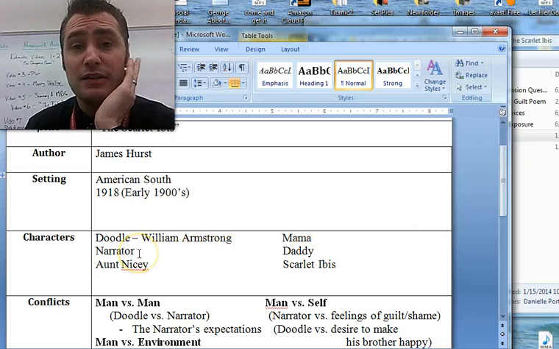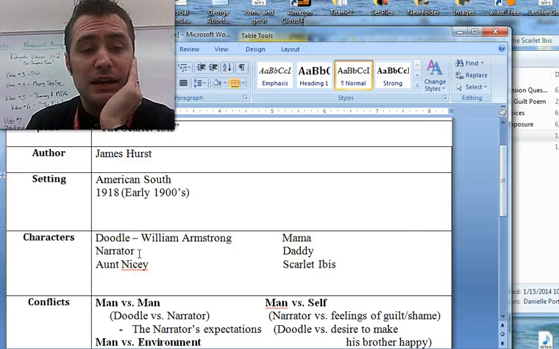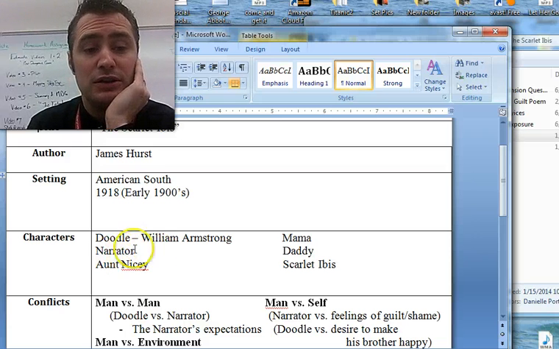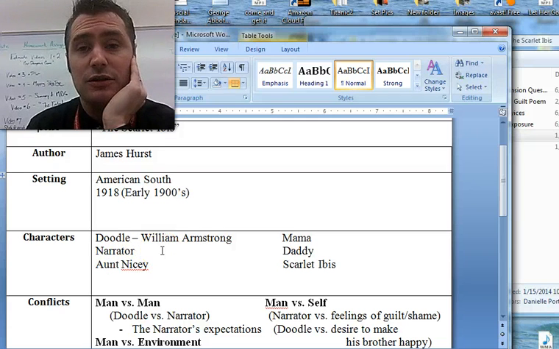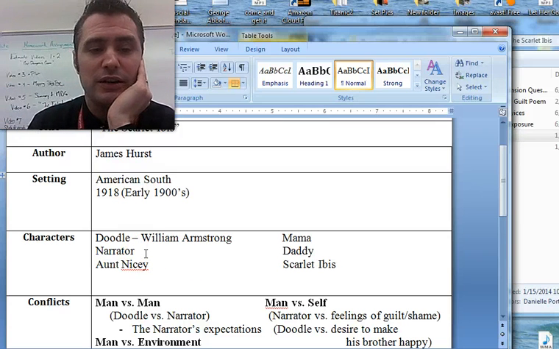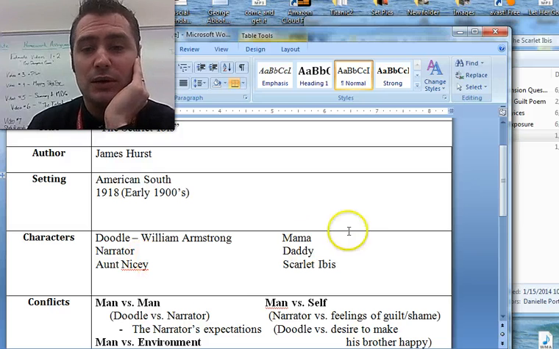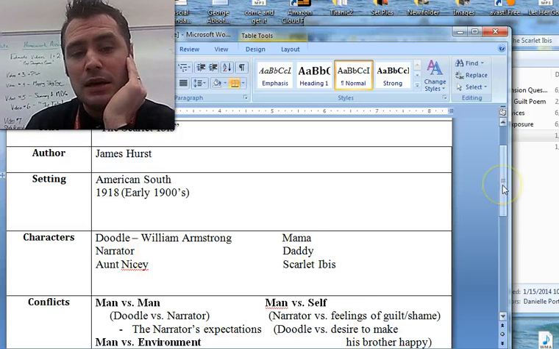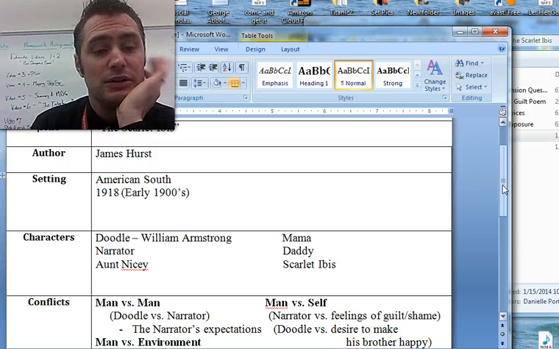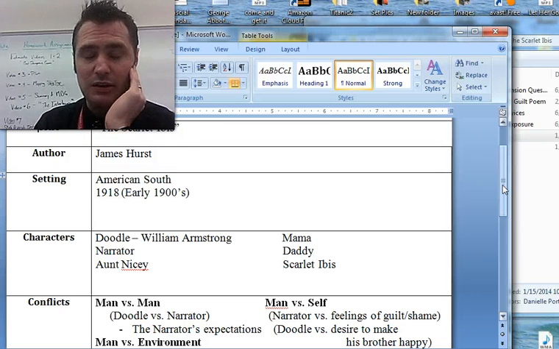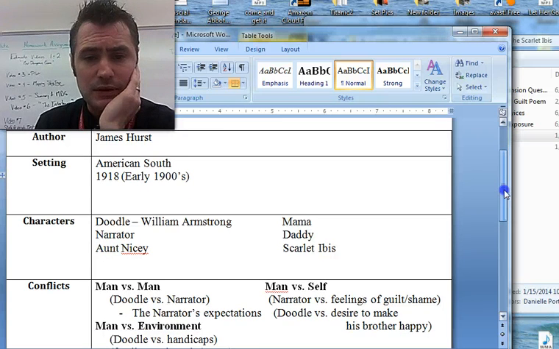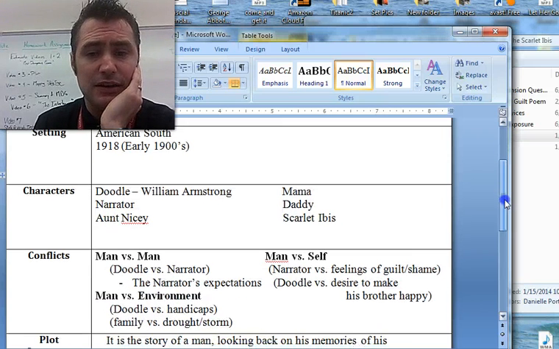The narrator's name, as I discussed in the last video, remains anonymous. Would you want to have everybody know that you did this? I think the narrator is pouring his heart out, and he doesn't want people to really know his name. Mama, Daddy, and Scarlet Ibis could be a character as well, not speaking or thinking things, but definitely a great symbol. Aunt Nicey as well.